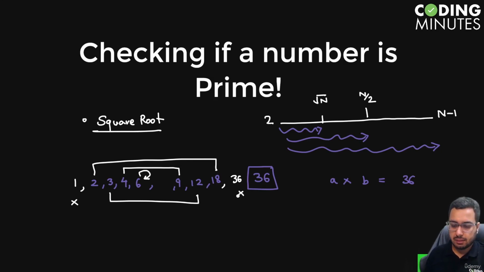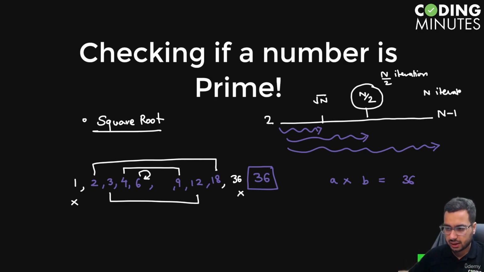Some people say the largest divisor would be n by 2. That's why you just need to check till n by 2, which is fine. That would require roughly n by 2 iterations. And if you check till n minus 1, it will require almost n iterations. But I'm saying that instead of doing n by 2 or n iterations, you can also do it in root n iterations. I'm going to explain the reason why.